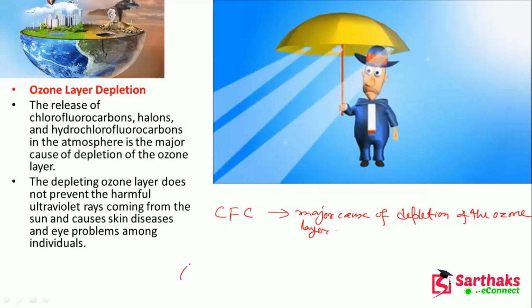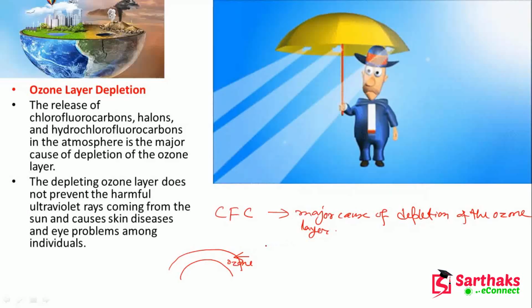Because if you have seen in this diagram, there is an ozone layer here. This ozone layer will protect us from harmful ultraviolet rays that are coming from the sun. And if these ultraviolet rays come, it will cause some skin diseases, also skin cancer may be there. And there is some eye problem also among individuals.